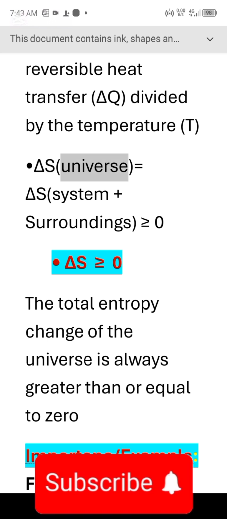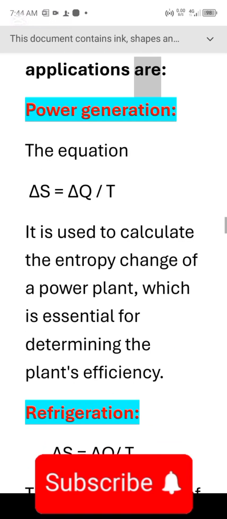ΔS universe equals ΔS system plus surroundings, greater than or equal to 0. ΔS is greater than or equal to 0. The total entropy change of the universe is always greater than or equal to 0. Important examples from real-world applications: power generation. The equation ΔS equals ΔQ/T is used to calculate the entropy change of a power plant, which is essential for determining the plant's efficiency.